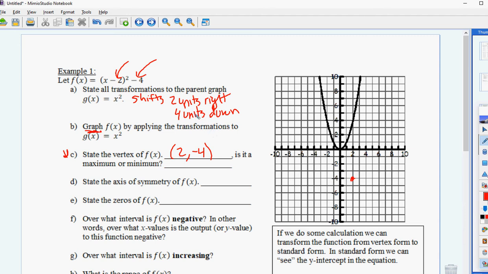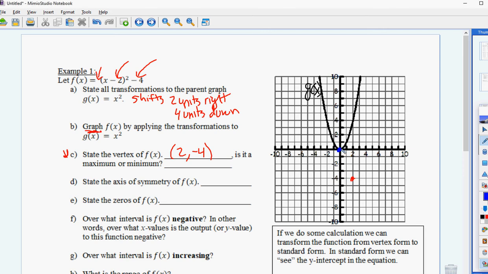So they're talking about plot the vertex, and then since there isn't any number other than 1 being multiplied by this function, the width of the parabola is the same as the width of the parabola you see on the graph. So let's talk about that width of the parabola that they're calling g of x, which really is the parent graph. Take a look at the rates of change.